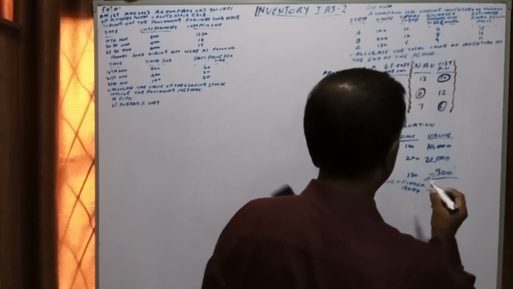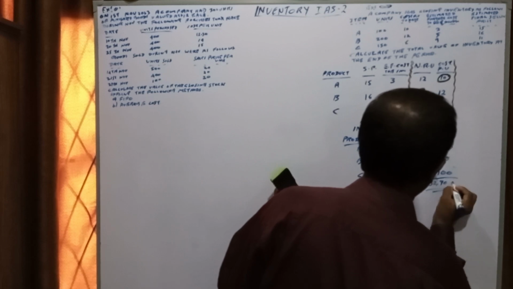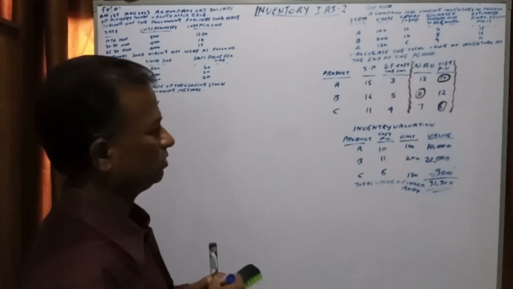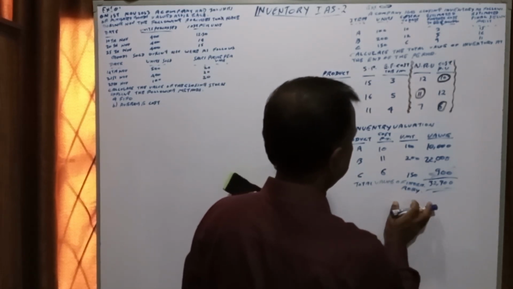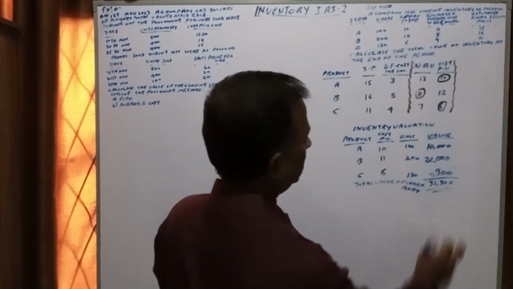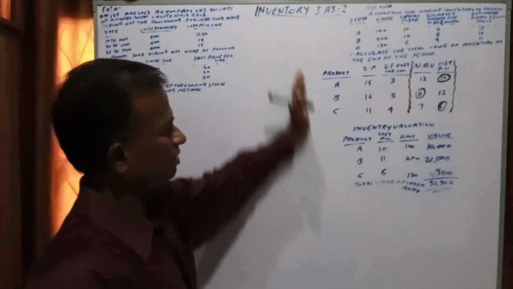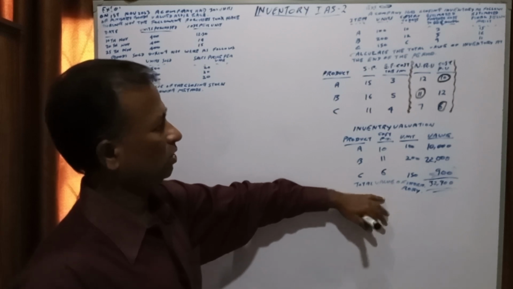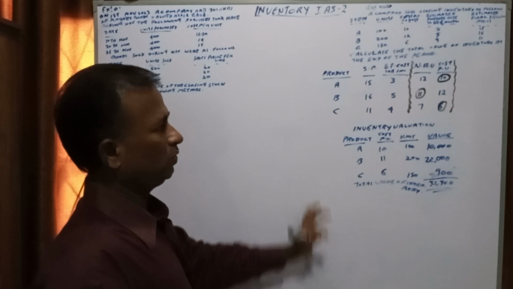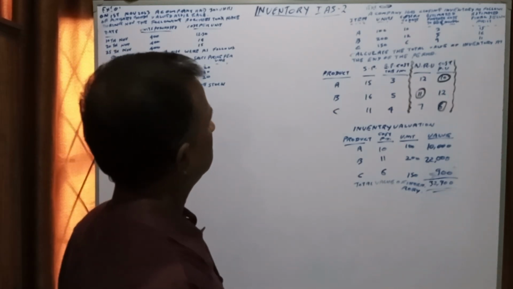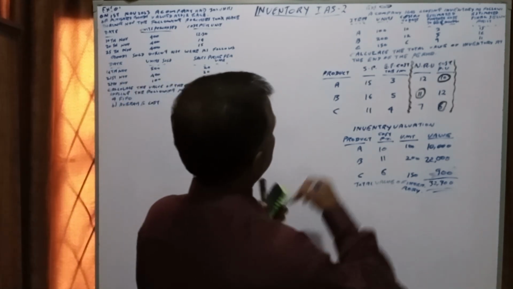Now, total cost of the inventory is 32,900. Total cost of the inventory is 32,900. Right? Understood? How do we arrive at this value? Now the working is very clear, so it is easy for you to go through and understand this. Okay. That is question number 2.